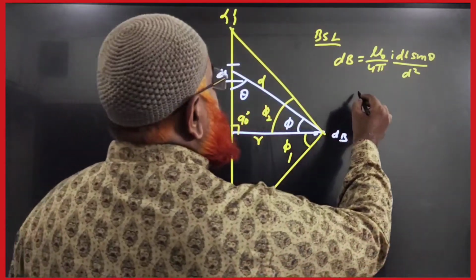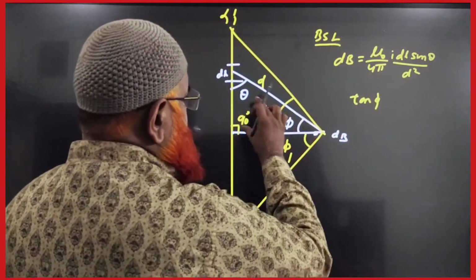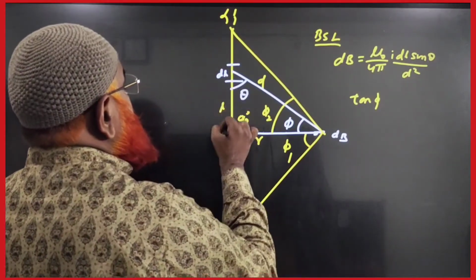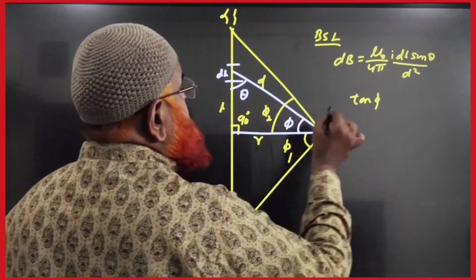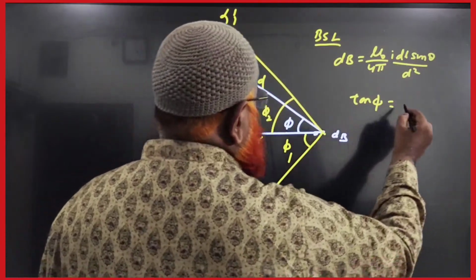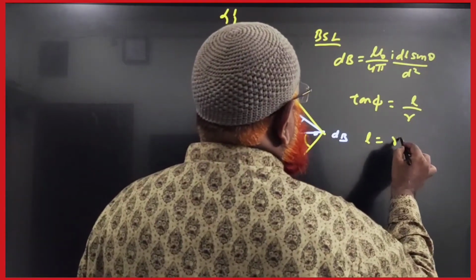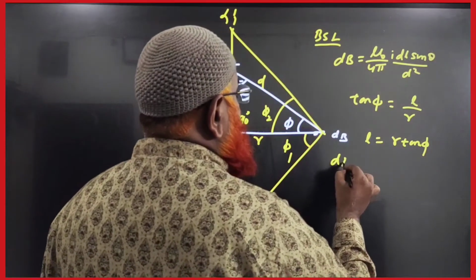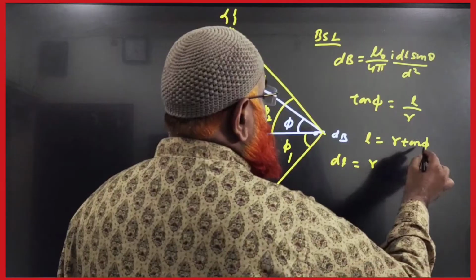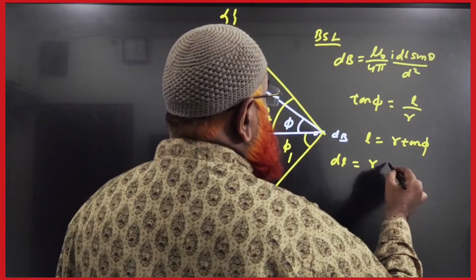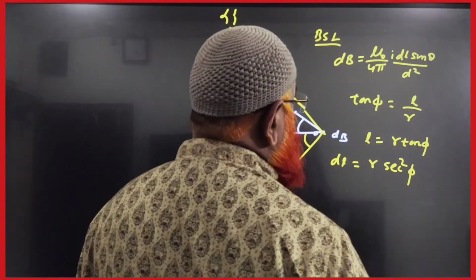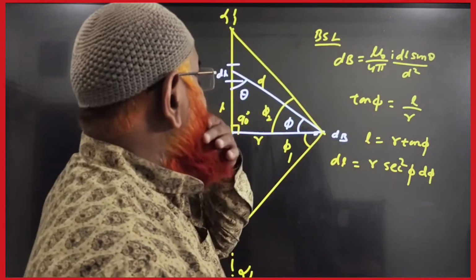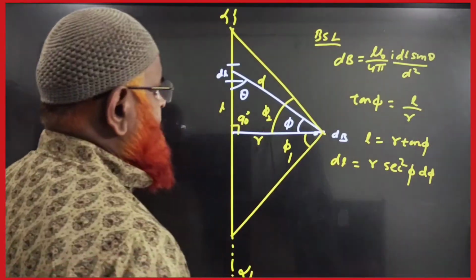Now, consider tan phi. Tan phi means, from here to here, let the length be L. Tan phi is the opposite side over the adjacent side, so L is equal to R tan phi. If you differentiate, dl is equal to R times the differentiation of tan phi, which is secant square phi. And again, differentiating phi gives d phi. Is it clear? So dl is R secant square phi d phi. Understood? Now what are you going to take here?